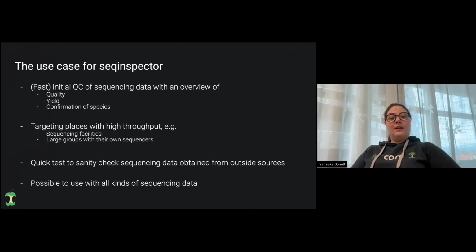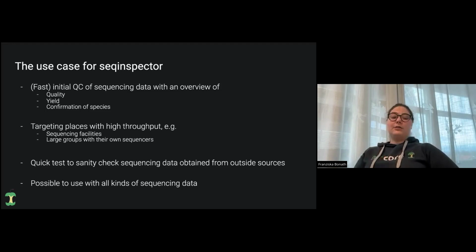The people or places that would be using a tool like that are people like us at a sequencing facility. So I work at NGI. But it could also be large groups that have their own sequencers and regularly sequence for different groups, maybe even on the same sequencer, and they want to make sure that their data is okay before proceeding with any further analysis. That being said, there could also be a third group that would benefit from a tool like that, and that would be anyone who wants to very quickly check: is this data really the one that I wanted?